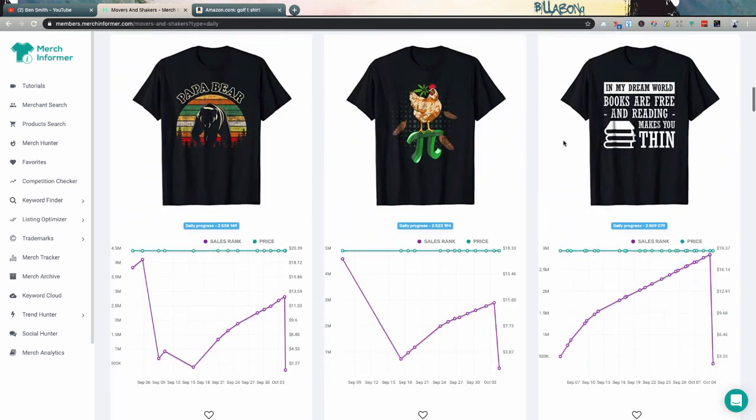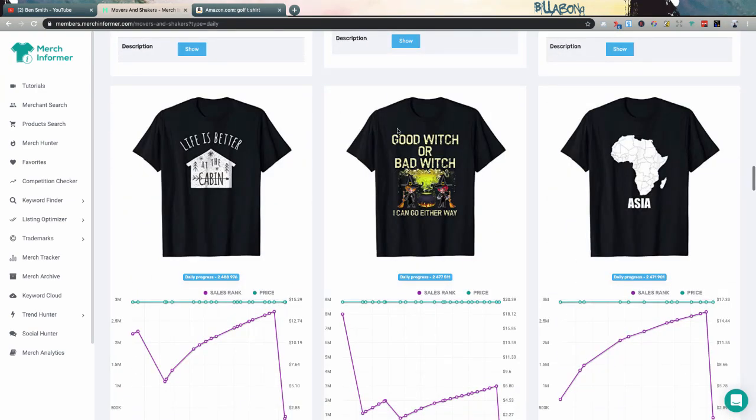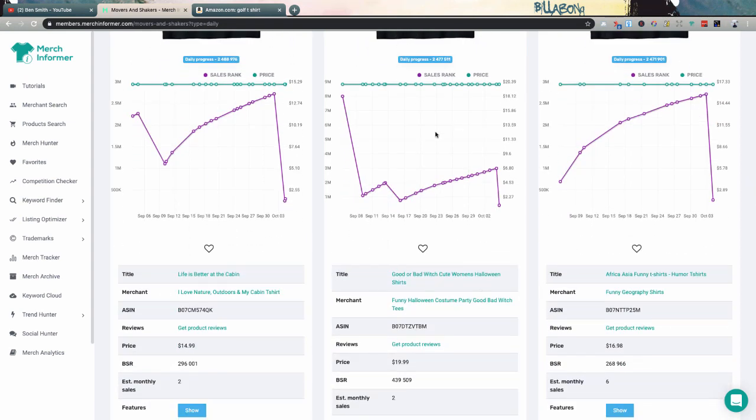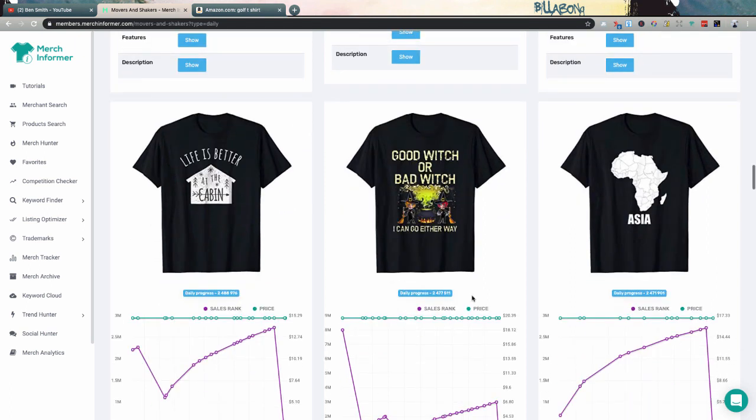Let's see now if we can find one that is tied to an event. So here, for example, Good Witch or Bad Witch. This is a shirt that's going to do extremely well in October, Halloween season, and might not really be selling the rest of the year. You can see that here just from the history. This had a BSR of 8 million until just the last few weeks, and now it's started to really drop down. My guess is that this shirt's probably not going to be selling the rest of the year. So this is something that's just going to be selling during the holiday season.